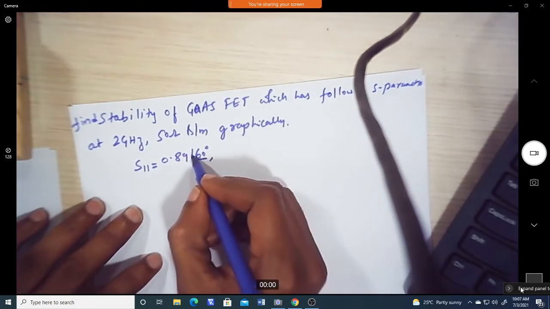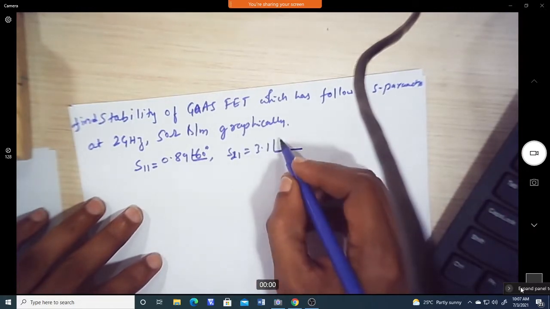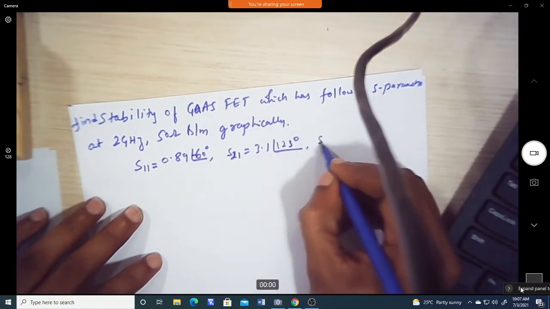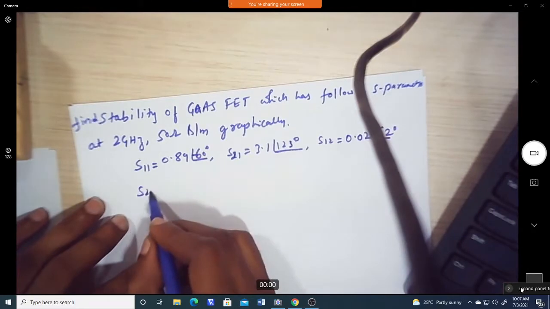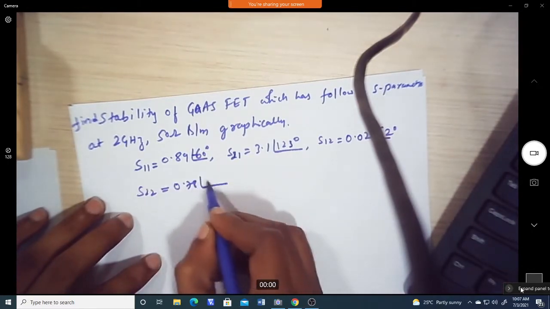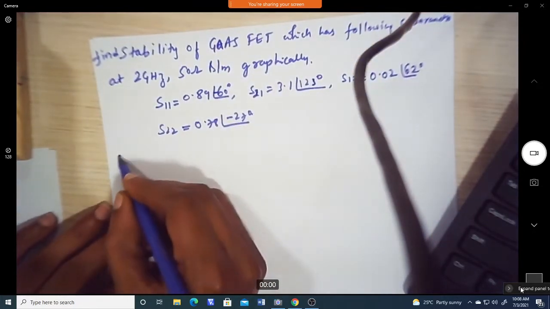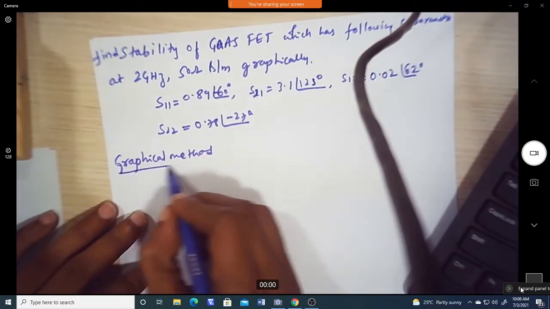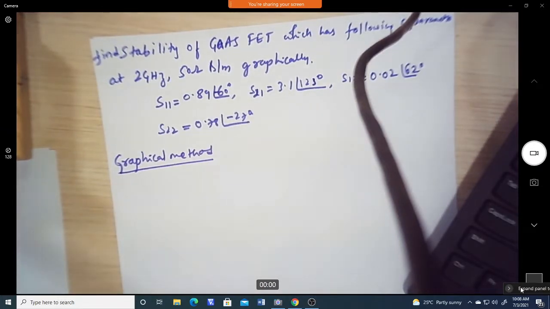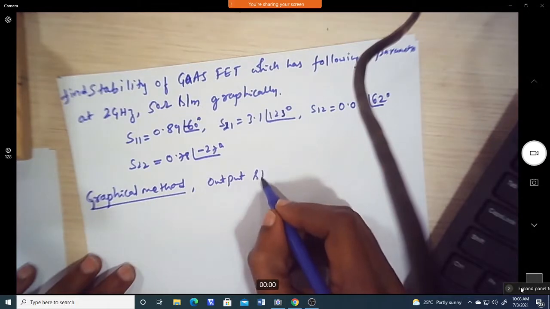So S11 is 0.89 at an angle minus 60 degree, S21 is 3.1 at an angle 123 degree, S12 is equal to 0.02 at an angle 62 degree, and S22 is equal to 0.78 at an angle minus 27 degree. For the graphical method, we first need to find CL and RL, which tell where the input stability circle and output stability circle lie. First we will draw the output stability circle.